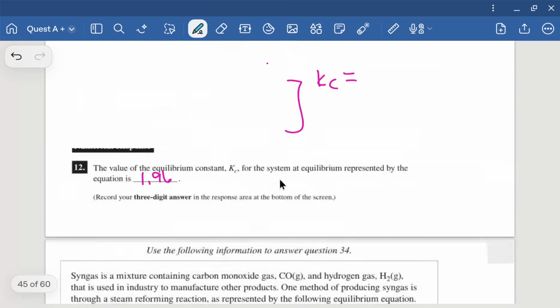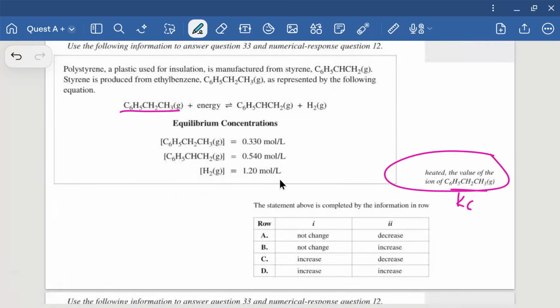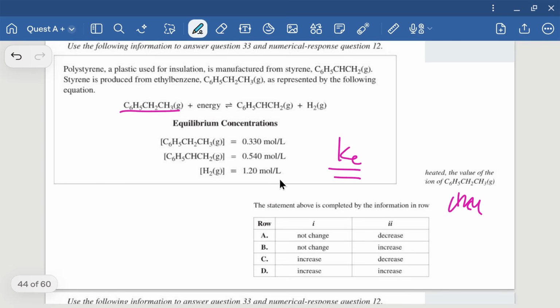Just going back here for one moment just to point out something that usually would come out. If it is asking you about a temperature change, that is the only thing that could affect Kc, right? So temperature could affect it. If it asked for a pressure or volume or concentration change, that does not affect Kc. Kc will stay the same.